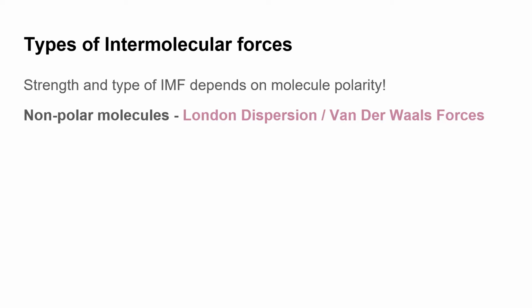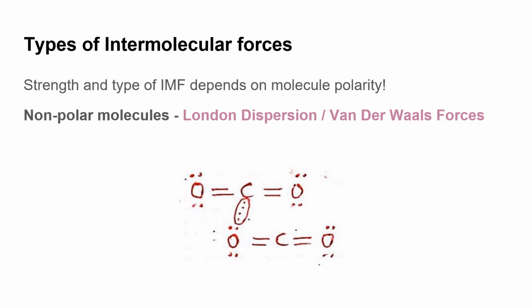So the first type of intermolecular force is for the nonpolar molecules, and nonpolar molecules have London dispersion or van der Waals forces. So here we are looking at two molecules of carbon dioxide. Carbon dioxide is nonpolar because it's a symmetric molecule. So the way two carbon dioxide molecules are going to be attracted to each other, as we see in this picture, those attractions will be the van der Waals or London dispersion forces. And these are actually the weakest out of all the intermolecular forces.